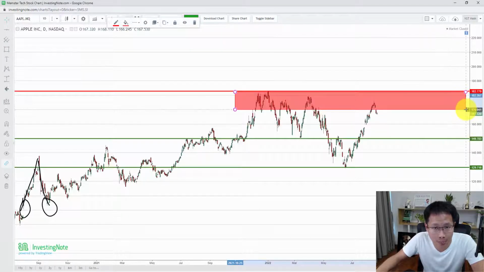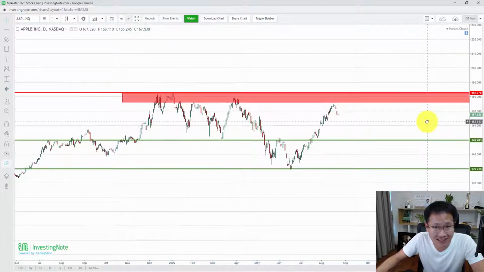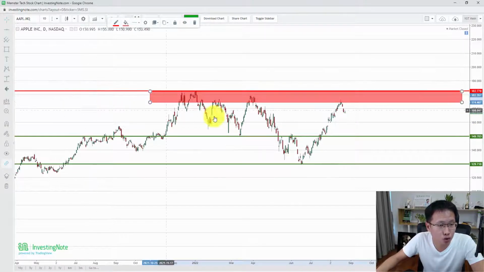Why do I draw this zone? Because you can see that many times we came near it and came down, and of course it's based on this resistance line. So as we approach this zone, maybe from 175 to 180, you can see we neared it and came down, and in fact, I think just last week we neared it, and we came down.